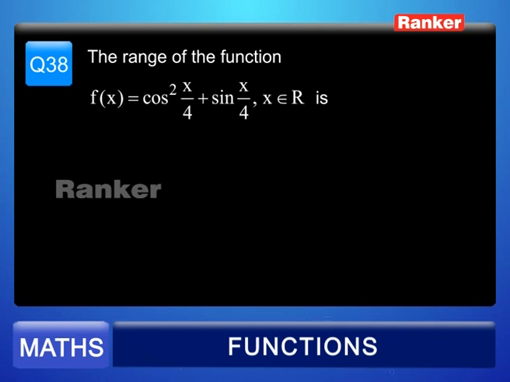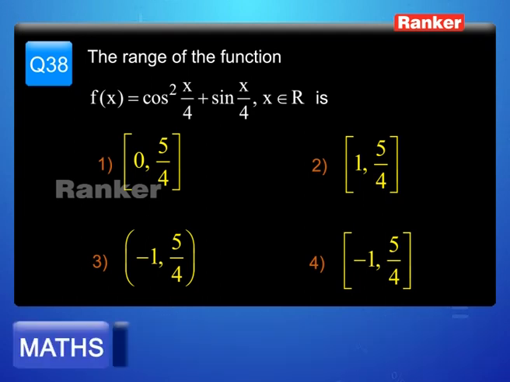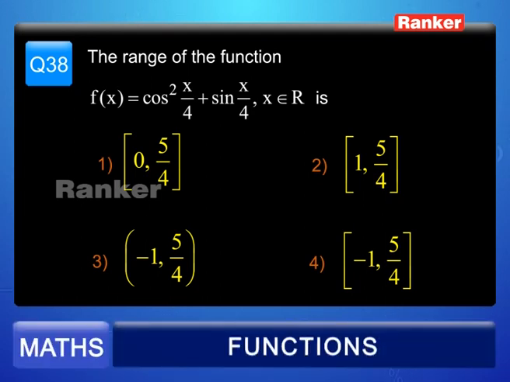In this question, the range of the function f of x is equal to cos square x by 4 plus sin x by 4, whenever x is a real number, is asked. The range of the function is required in the present question. The first option is closed interval 0 to 5 by 4. Second option is closed interval 1 to 5 by 4. Third option is open interval minus 1 to 5 by 4. And the fourth option is closed interval minus 1 to 5 by 4.